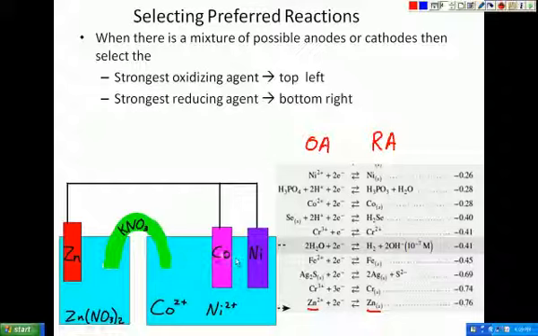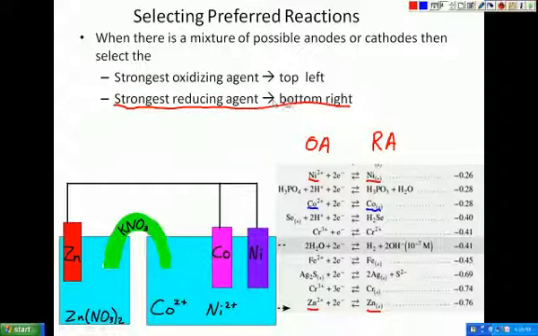Now we see a few different ones. We have cobalt ion right here, and we have cobalt solid right here. And we also have nickel ion right down there, and we have nickel solid. So which one is this reaction going to select?